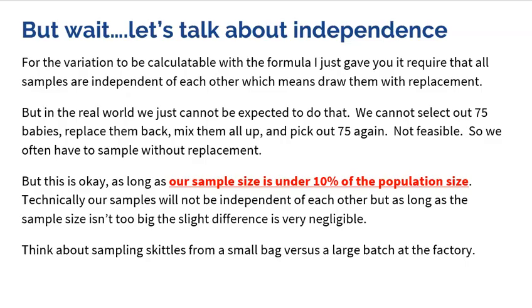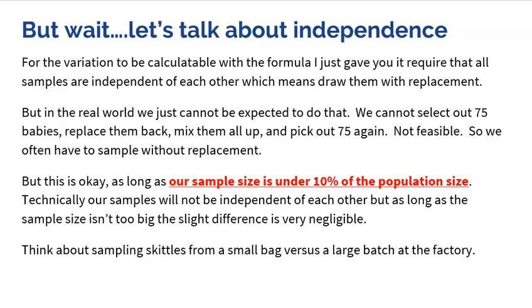As long as our sample size is under 10% of the population size, we're okay. Listen, technically, if we sample without replacement, our samples will not be independent of each other. But as long as our sample size isn't too big, the slight difference is negligible, which means it's not big enough for us to worry about. So the idea here is that we don't want our samples to be too big, and the rule is that as long as your sample is under 10% of the population, you're A-okay.